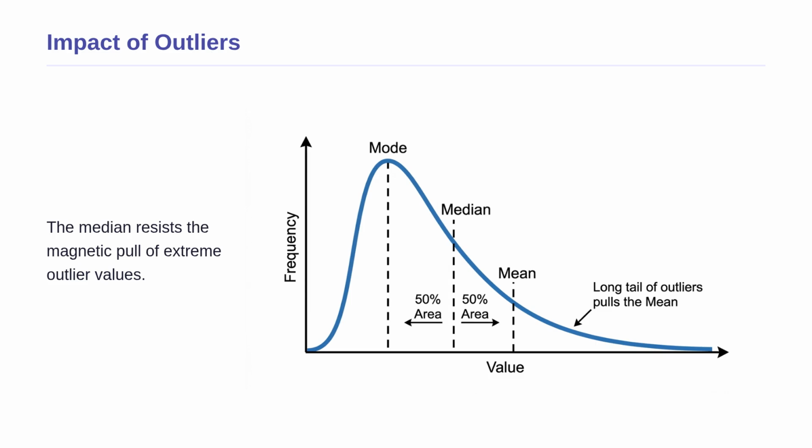Let us visualize exactly how outliers affect these measures. Here we see a distribution graph with a long tail stretching to the right, representing those extreme outlier values. Notice the 3 vertical dashed lines? The mode sits at the very peak, representing the most common value. The median sits perfectly in the middle, splitting the area under the curve into 2 equal 50% halves. But look at the mean. It is pulled far to the right, dragged away from the typical values by that long tail of outliers. This diagram clearly shows why the median is a safer choice when extreme values are present.